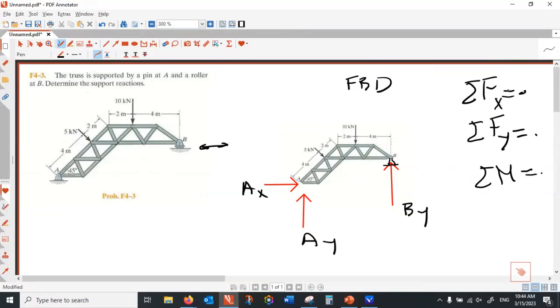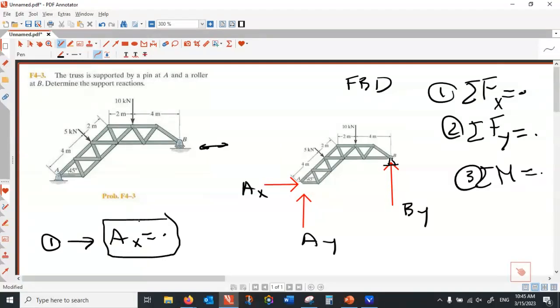What if I try Fx? What do I get if I apply Fx? The only horizontal force I have is Ax. So equation number 1, 2, 3. If I apply with 1, the obvious answer is Ax is equal to 0. And in many problems, you can do that even without writing the equilibrium. Just by experience, you see all forces are vertical, therefore there is no horizontal force there.